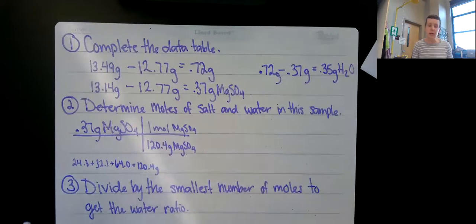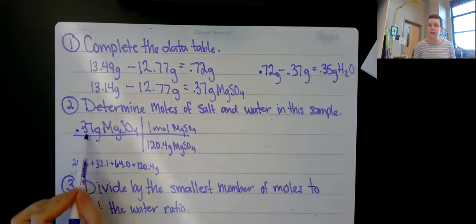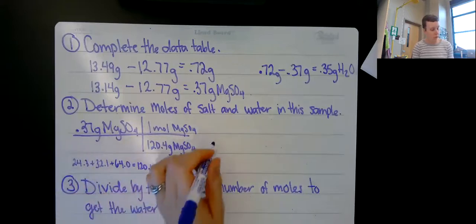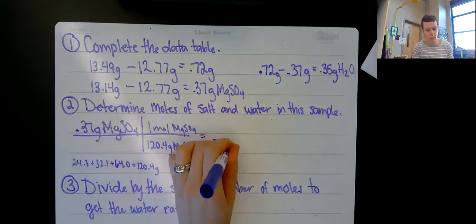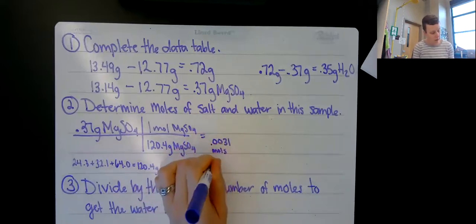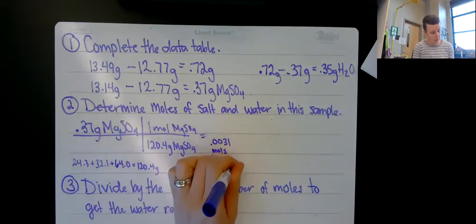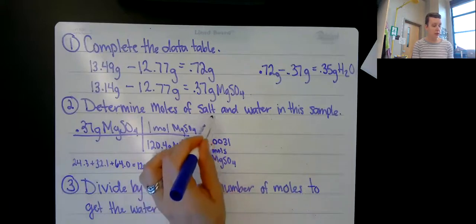So we punch that into the calculator and we end up with moles of magnesium sulfate. This only has 2 sig figs. So my answer is going to be 0.0031 moles of MgSO4. Okay, 0.0031. And I wrote it small like that because I'm going to run out of space if I keep writing as big as I am. So that's the moles of the salt done.